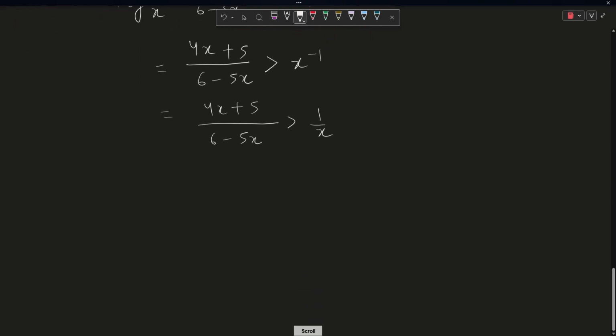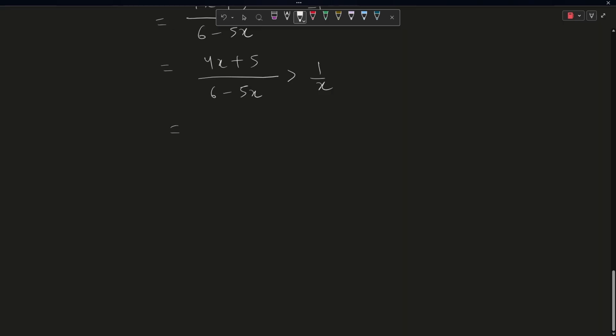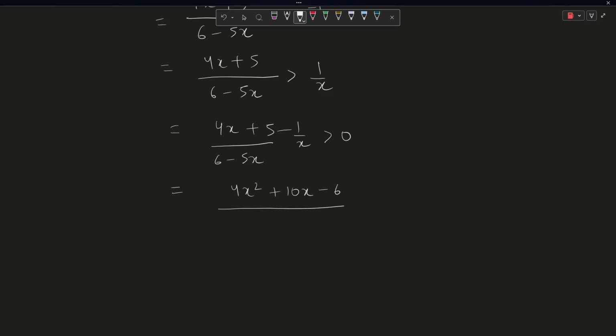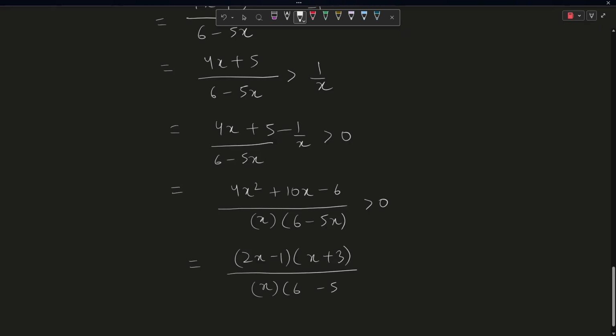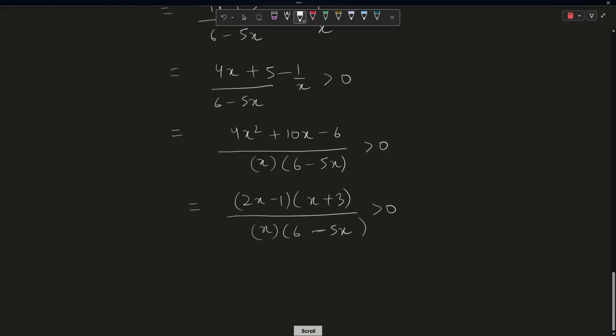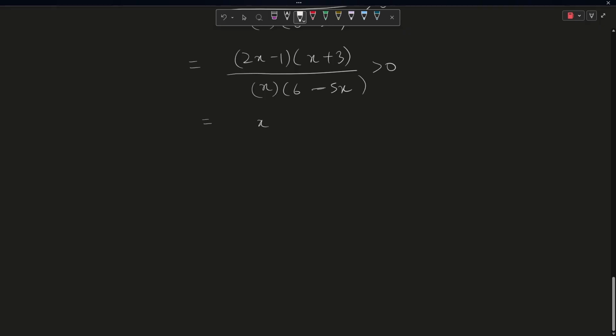Now we will solve it in a similar way to what we did in the earlier case. So I can solve it for 4x plus 5 minus 1 upon x, over 6 minus 5x, greater than 0, and it will become again the same case: 4x square plus 10x minus 6 upon x into 6 minus 5x greater than 0. We can further solve it: (2x minus 1)(x plus 3) upon x(6 minus 5x) greater than 0. Further, we can solve the inequality as (x minus 1 by 2)(x plus 3) upon x(x minus 6 by 5) less than 0.